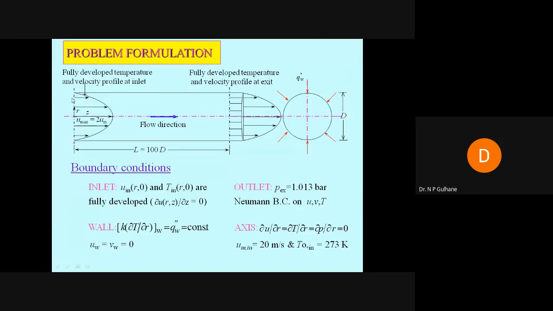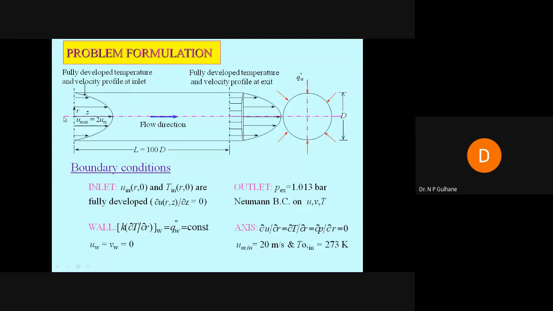This is the velocity pattern. We call it the fully developed flow. It means that the maximum velocity at the center is almost double the mean velocity, u_m. Each of these has a velocity vector, and at the center it is a parabolic shape. At the center it is almost double the u_m. This type of shape is called a fully developed temperature and velocity profile at the inlet.